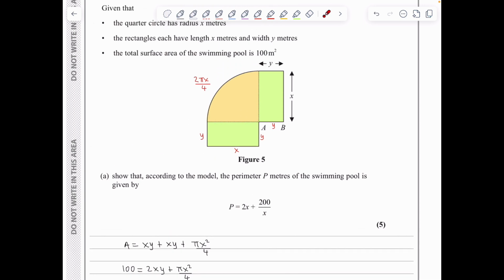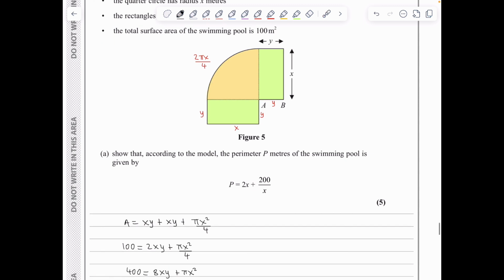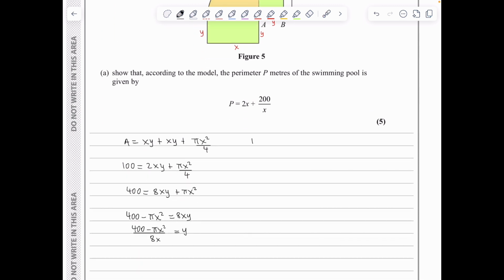It's gonna be y plus x plus y plus y plus x plus y plus 2 pi x over 4. So let me write down an expression for the perimeter p in terms of x and y. We are looking at 4y plus 2x plus 2 pi x over 4. Let me start by simplifying the 2 with the 4 to leave me a 2 in the denominator, and I'll be replacing y with the expression we just obtained through the area.